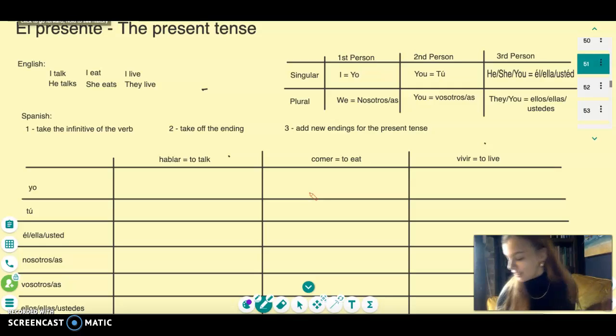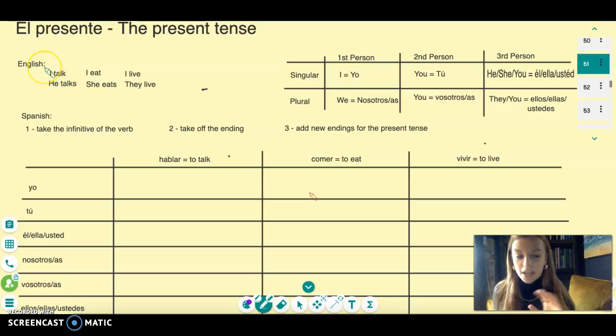Okay, hello. So today we're going to have a look at the present tense in Spanish. We are going to cover how we conjugate verbs into the present tense in Spanish. First things first, we'll just have a little look at the English. It's a good place to start because then we can use that to build onto Spanish.